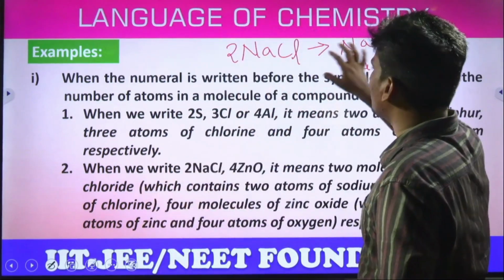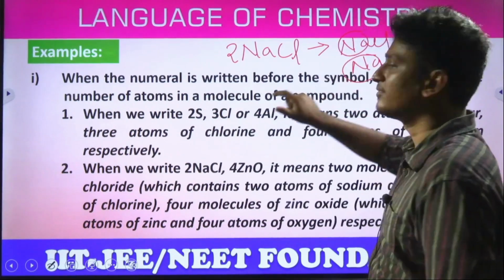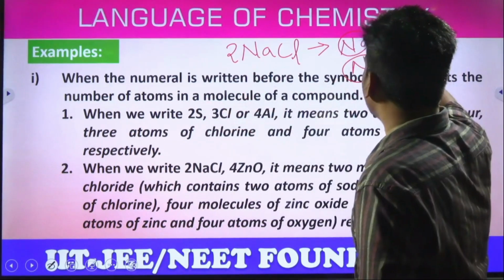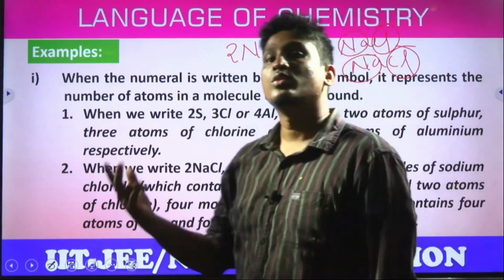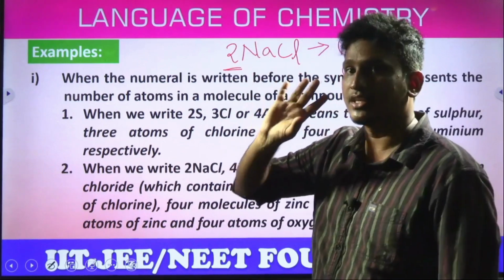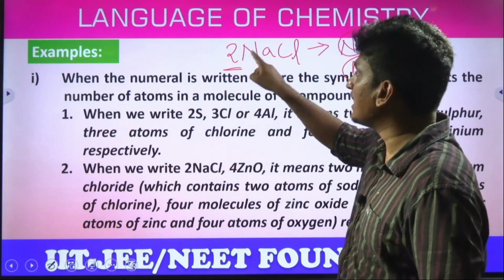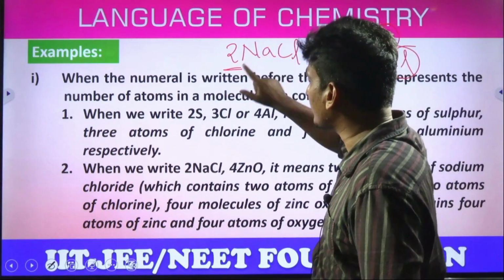Now, how many sodiums are there? Here there is one sodium. Here there is one sodium. The total, how many sodium? 2 sodiums are there. And how many chlorines? 1 chlorine here, 1 chlorine here. How many chlorines total? 2 chlorines. So this number 2, many students will make a mistake here. This number 2 is not only applied for sodium, this number 2 is also applied for chlorine, not independently but as a whole.